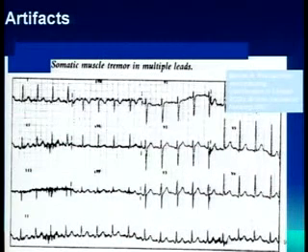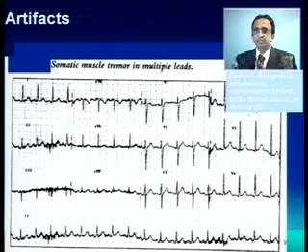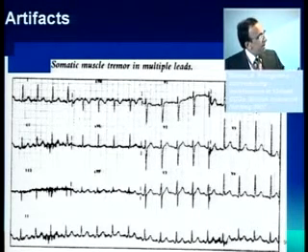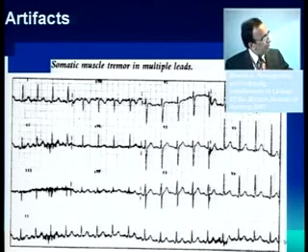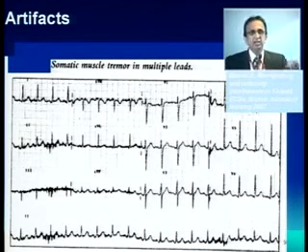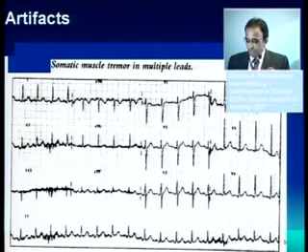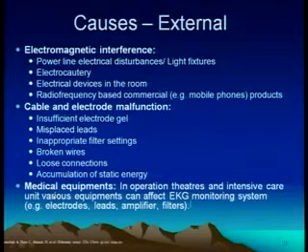Then sometimes patients having rigors, coming with hypotension to the emergency room, and obviously, as a standard protocol, you take all the investigations. So this is, of course, due to somatic muscle tremors, which come in multiple leads. You will see all across most of the leads, small spikes coming up. And you know that these are definitely artifacts due to the somatic muscle tremors.